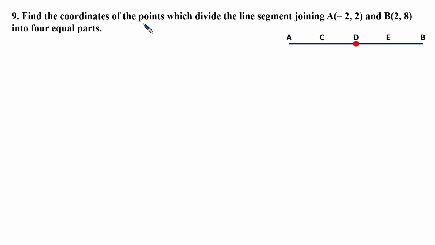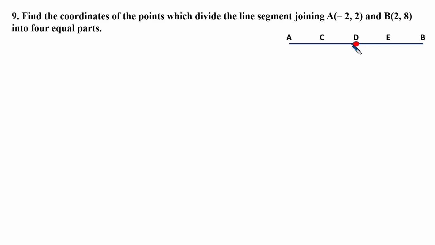9: Find the coordinates of points which divide the line segment joining A and B. This is the coordinate of A and this is the coordinate of B, into 4 equal parts. That means AC equal to CD equal to DE equal to EB. So I can first find the center point here. It is very easy to find the center point since A and B are given. So you can always say x1 plus x2 divided by 2 will be the x coordinate of D, and y1 plus y2 divided by 2 will be the y coordinate of D.